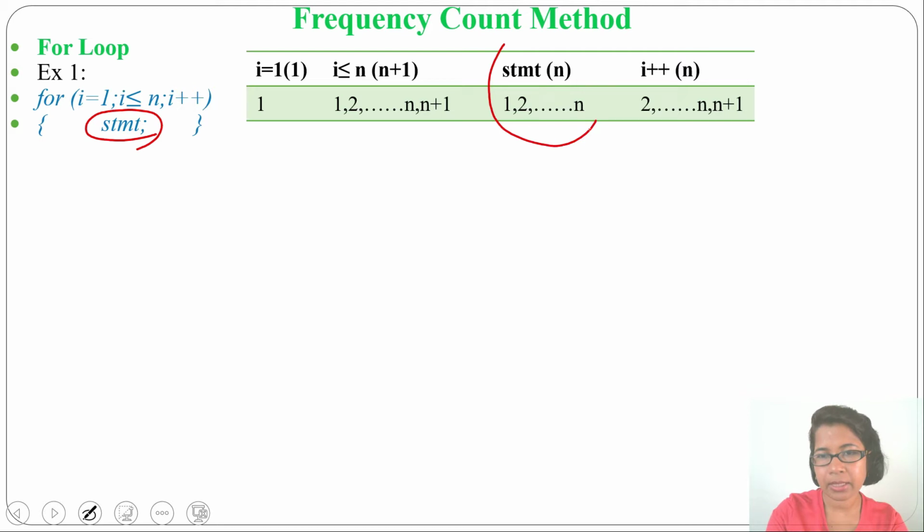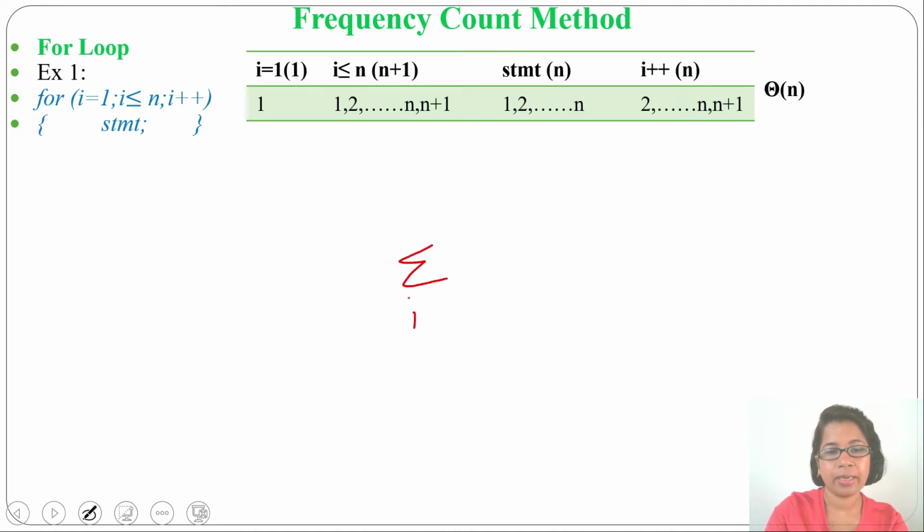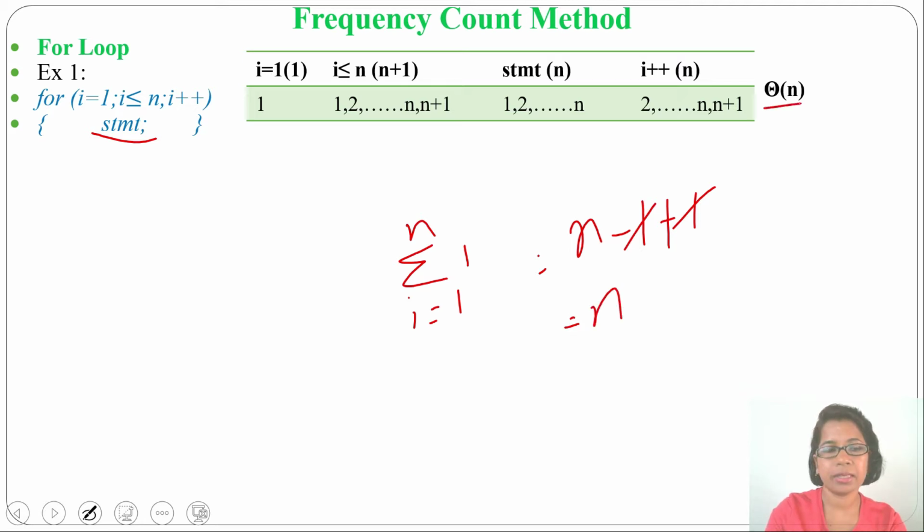So this statement is executing n times. So running time will be theta of n. You can also write this for loop as a sum expression. I equals to 1 to n of 1, as there is just one statement and for every I the statement is executing once, so we can write 1. So n minus 1 plus 1, the minus 1 plus 1 will be cancelled, we'll get n. Running time is theta of n.